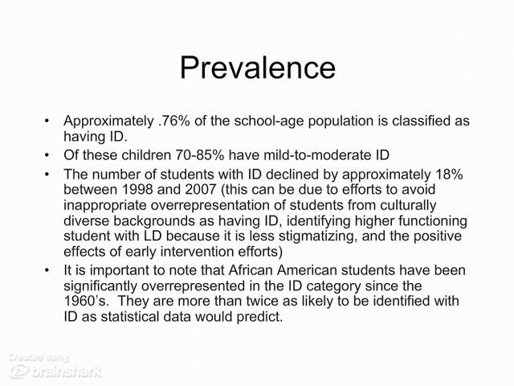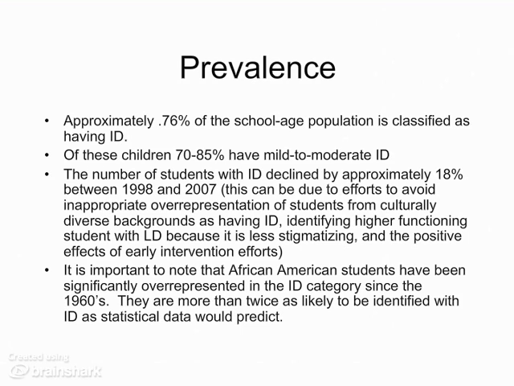Approximately 0.76% of the school-age population is classified as having ID. Of these children, 70 to 85% have mild to moderate ID. The number of students with ID declined by approximately 18% between 1998 and 2007. This is likely due to efforts to avoid inappropriate overrepresentation of students from culturally diverse backgrounds as having ID. We also have identified higher functioning students with learning disabilities because it is less stigmatizing, and the positive effects of early intervention efforts have resulted in fewer students becoming identified with ID later on in school.